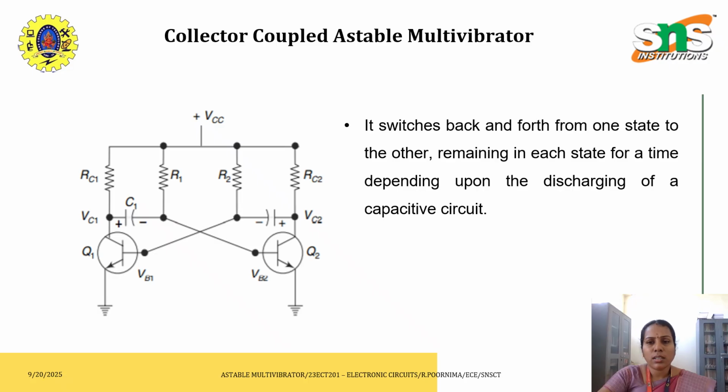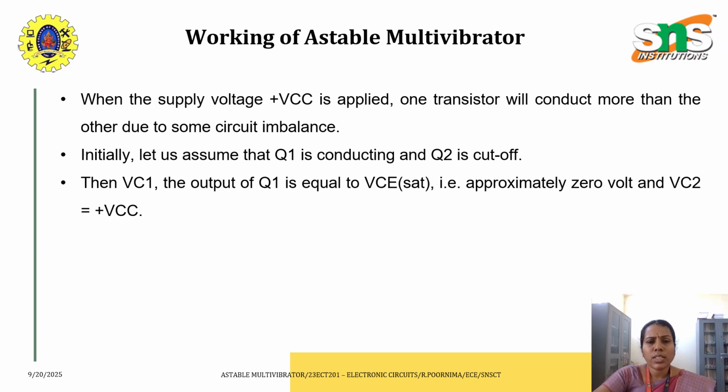And next is the working of this astable multivibrator. It switches back and forth from one stage to the other, remaining in each state for a time depending upon the discharging of a capacitive circuit. When the supply voltage is applied, one transistor will conduct more than the other due to some circuit imbalance.